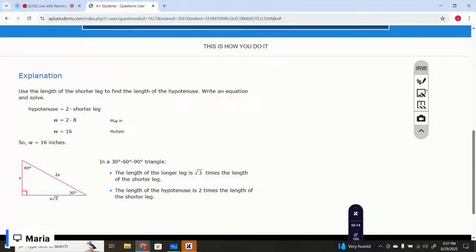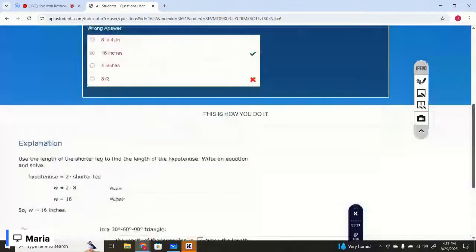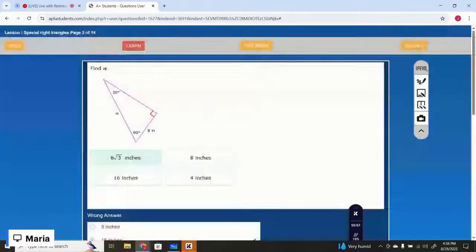Oh, that is the hypotenuse. We need to find the hypotenuse, which equals 2 times the shorter leg. Okay, you can complete it yourself later today.